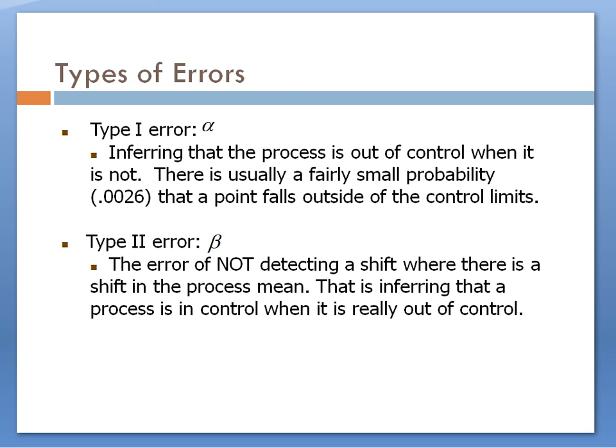So the type 1 error is also called alpha. Okay, and once again, this is inferring that the process is out of control when it is not. And the type 2 error is called beta. And this is the error of not detecting a shift where there is a shift in the process mean. This means that you're inferring that the process is in control when in reality it's out of control.